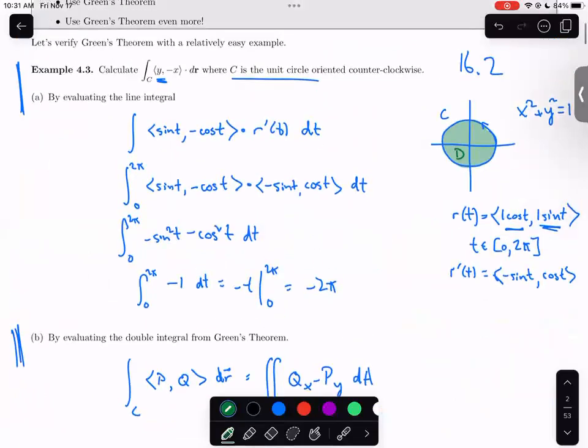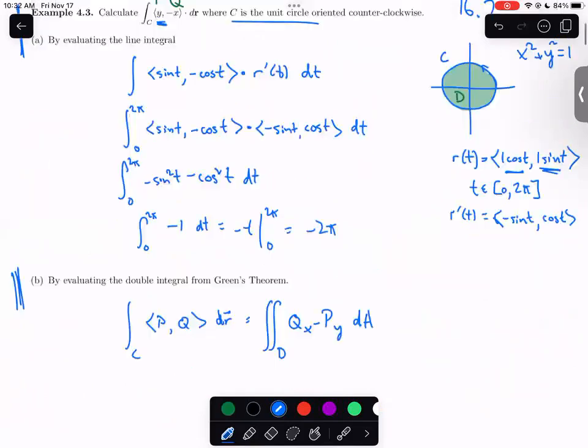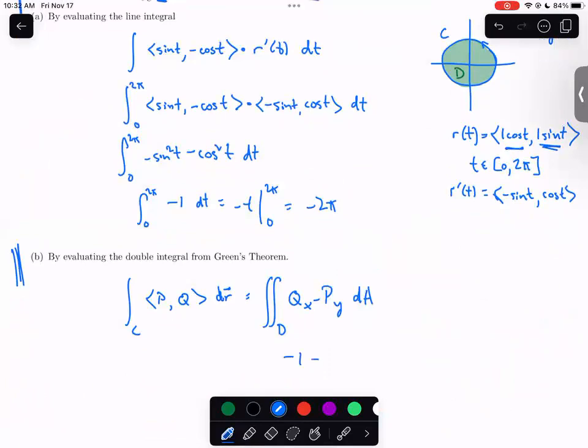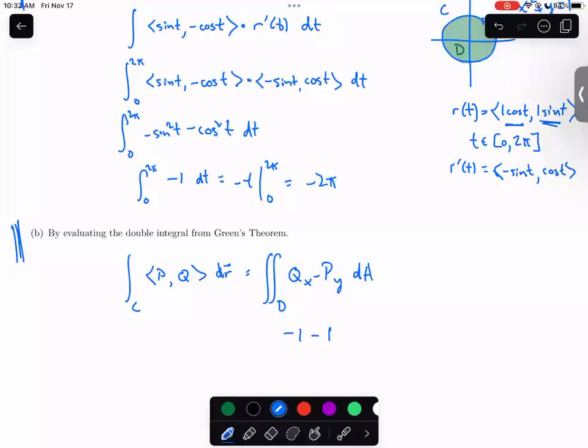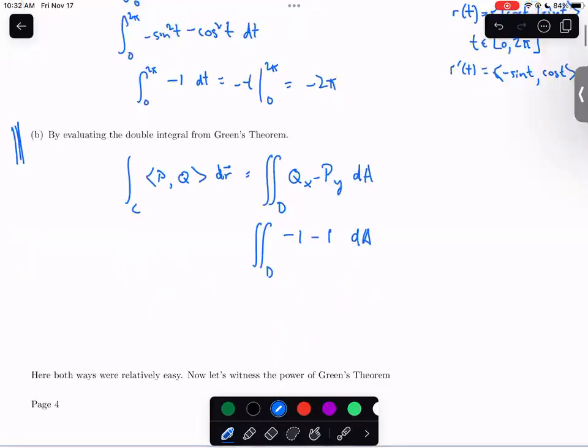So in my case, I have a P of y and a Q of negative x. My first component and my second component of my vector field, that's my P and my Q there. If I take the derivative of Q with respect to x, I would get -1, and I need to subtract away the derivative of P with respect to y, that would be 1. And so at this point, I could actually even factor out this -2.